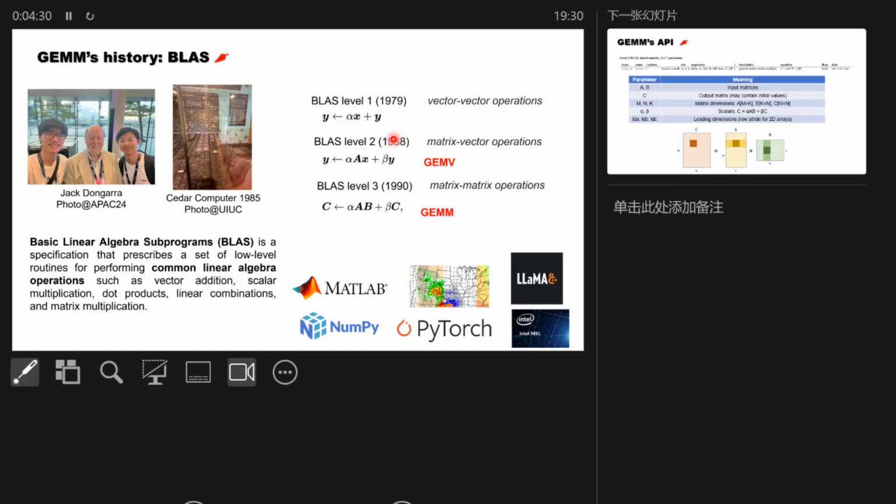Matrix multiplication is a very important operator inside many scientific systems. To learn HGEMM, we should go back to history. In 1979, Professor Jack Dongarra came up with the idea that we need to propose a linear algebra library for this operator. So he proposed the Basic Linear Algebra Subprograms, BLAS.